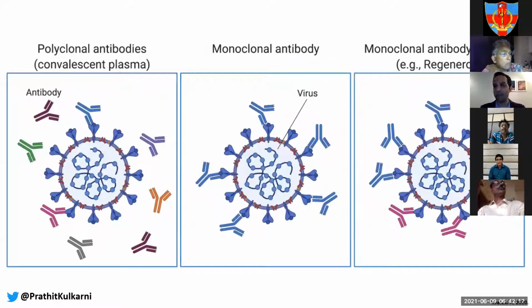And just as a reminder, I'm sure everybody knows this, but I think it's helpful to review. Convalescent plasma is made up of polyclonal antibodies, meaning many different types of antibodies targeting many different epitopes. A monoclonal antibody is, of course, one specific type of antibody that's targeting one specific antigen on the spike protein. A monoclonal antibody cocktail is two specific monoclonal antibodies, again, targeting specific antigens, specific epitopes on the virus.